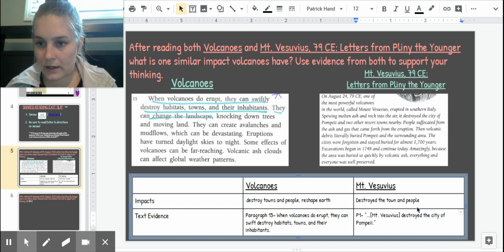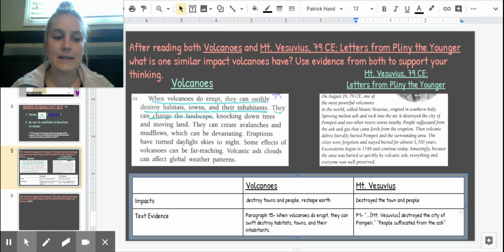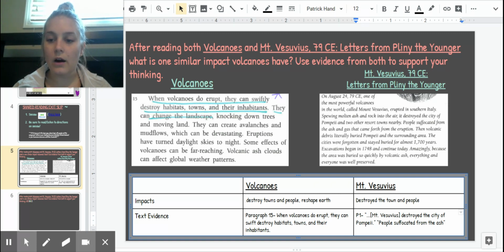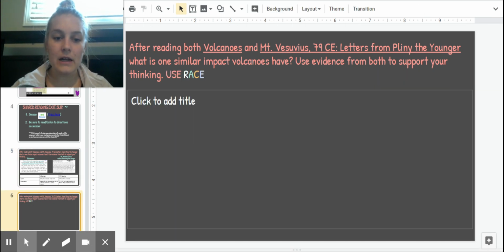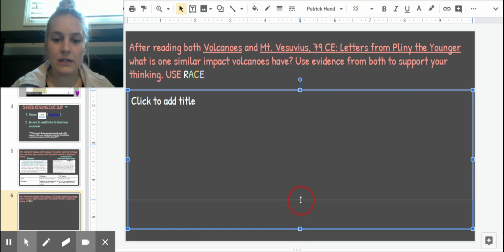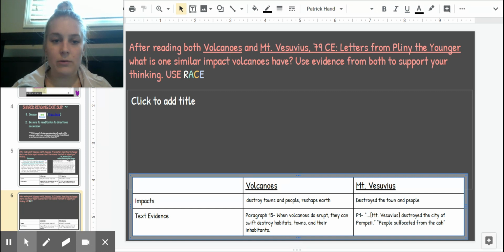Okay, and then if we wanted to, we can also go ahead and say people suffocated from the ash. All right, so now I'm going to take this information and build my RRJ. This chart is going to make it a lot easier on me. I'm going to go down to this slide and copy and paste it down at the bottom so I don't have to keep toggling back and forth between the two. That's going to be extremely helpful for me.